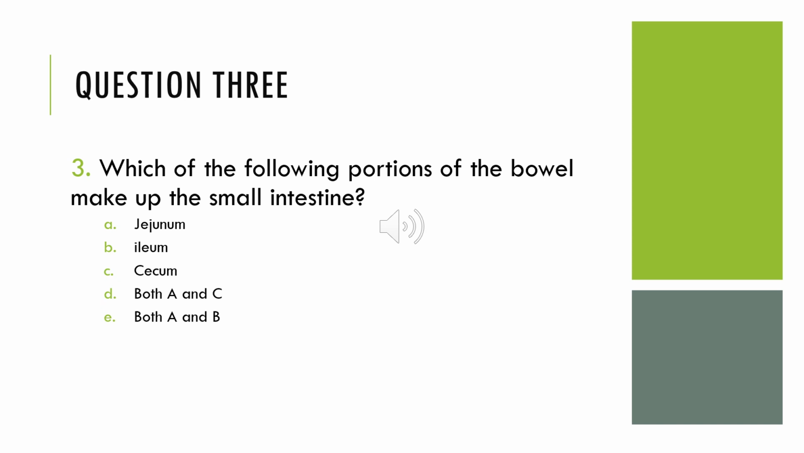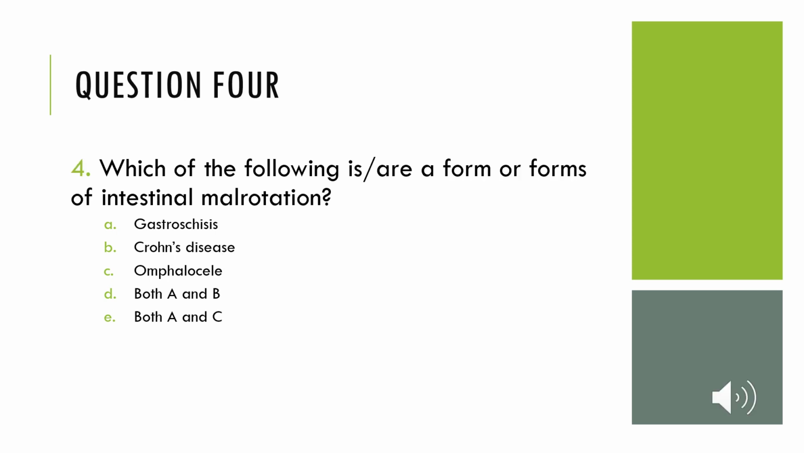Question 3. Which of the following portions of the bowel make up the small intestine? A. Jejunum. B. Ileum. C. Cecum. D. Both A and C. Or E. Both A and B. Question 4. Which of the following is or are a form or forms of intestinal malrotation? A. Gastroschisis. B. Crohn's disease. C. Omphalocele. D. Both A and B. Or E. Both A and C.